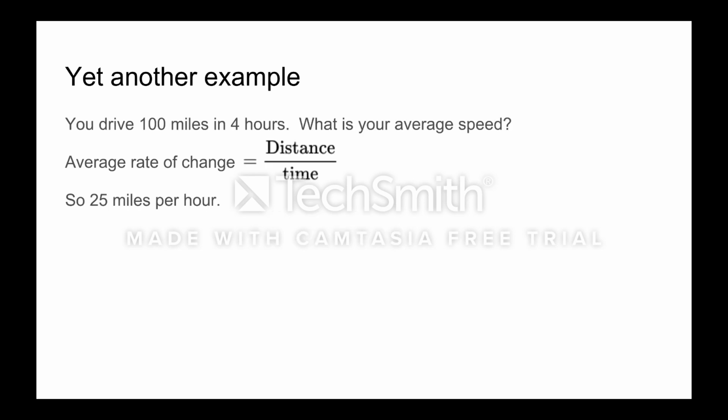Okay, a couple of concrete examples. Let's say you drive 100 miles and it takes you 4 hours. Well, what was your average speed? It's obvious, right? 100 miles in 4 hours, you're going 25 miles per hour. Are you doing 25 the whole time? No, that's your average speed. Just your change in displacement over your change in time, or change in position over change in time. Change in y over change in x. So speed is an average rate of change.